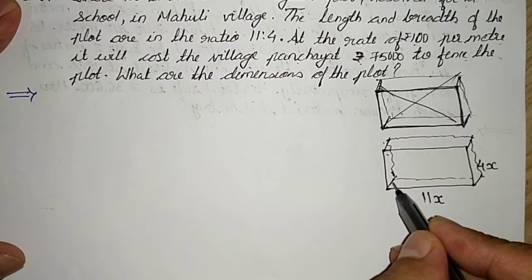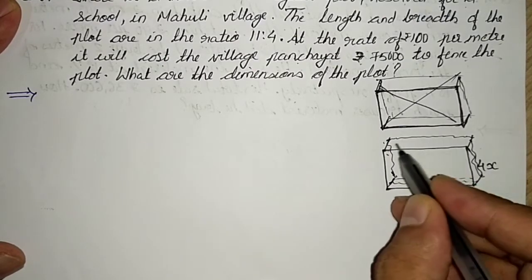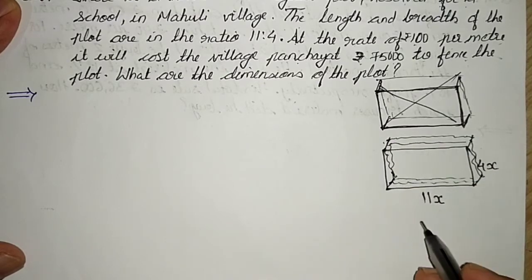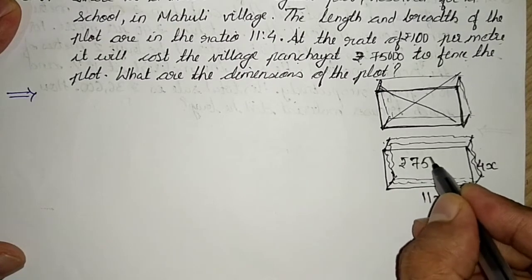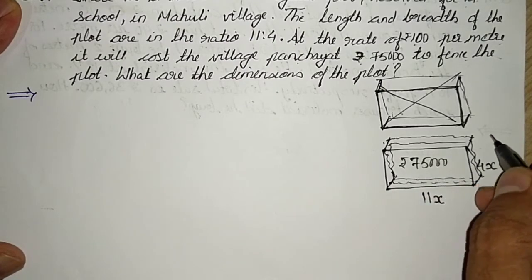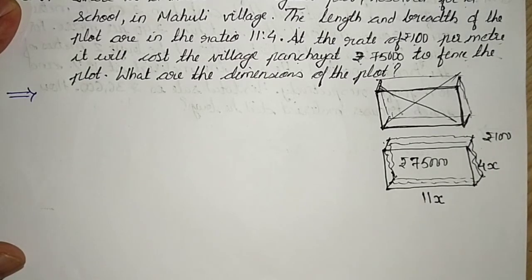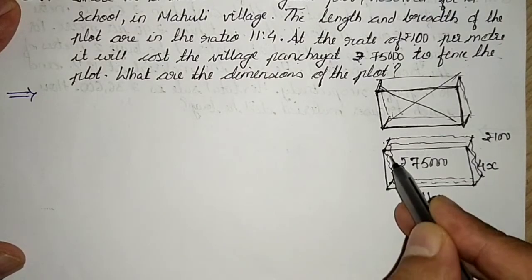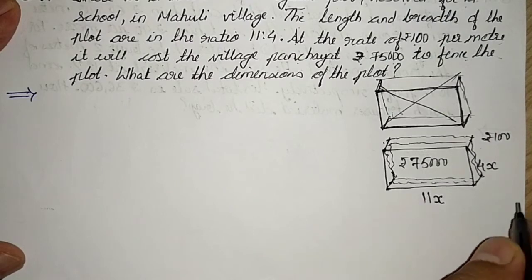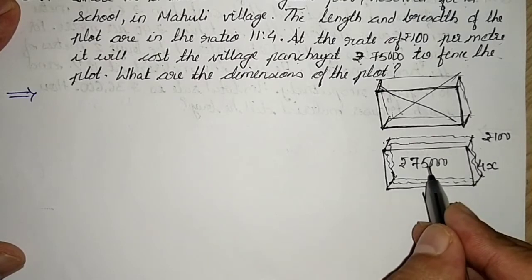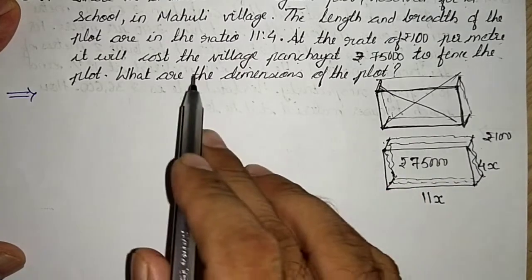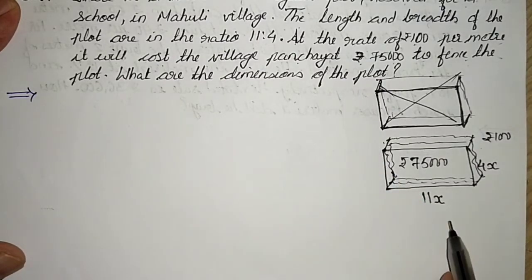And that cost of putting barriers around the rectangular field, the total cost is rupees 75,000, which is at the rate of rupees 100 per meter. Now fencing is done on the perimeter of the rectangle. So we have to find the perimeter of the rectangle also, so that we can find the dimensions, because they have asked us to find the dimensions, that is the length and the breadth. So let us start.